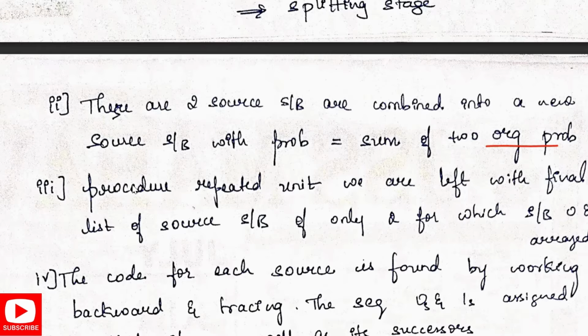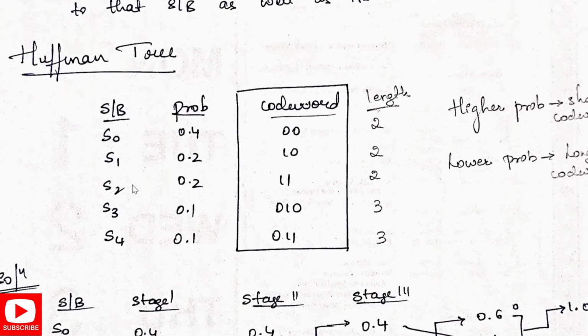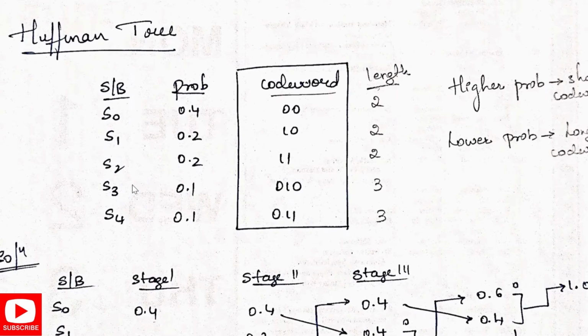Now the code for each symbol is found by working backward and tracking the sequence of zeros and ones assigned to that symbol as well as to its successors. So let us see an example here. Here is a Huffman tree: symbols S0, S1, S2, S3, S4 with the probabilities given like this. Higher probability means a short code word, lower probability means a long code word. So this is the code word that gets coded to this. You can observe the Huffman length. What is the length here? 1, 2, 1, 2, 1, 2. Here it is 3.